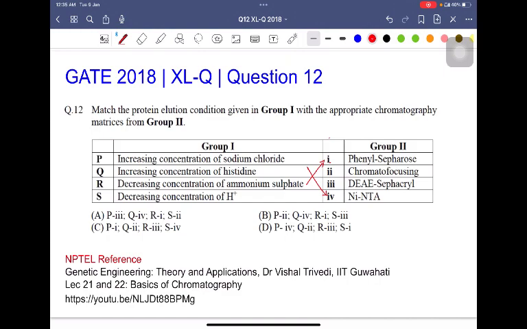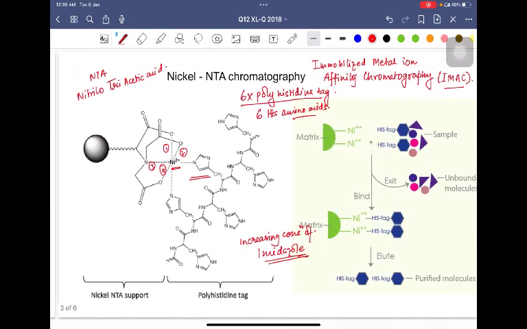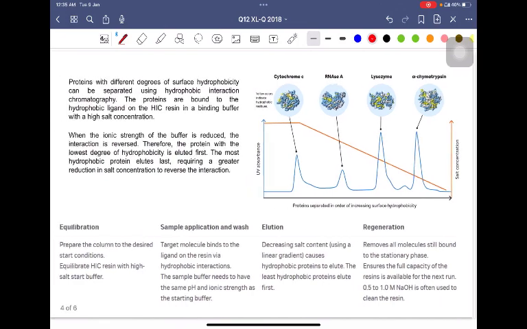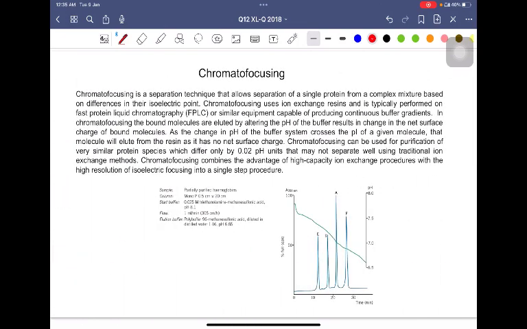Now we will look at chromatofocusing. What is chromatofocusing? Chromatofocusing is a separation technique that allows separation of a single protein from a complex mixture based on differences in their isoelectric point. It is similar to ion exchange chromatography, and it is also typically performed on an FPLC system. FPLC is fast protein liquid chromatography system.